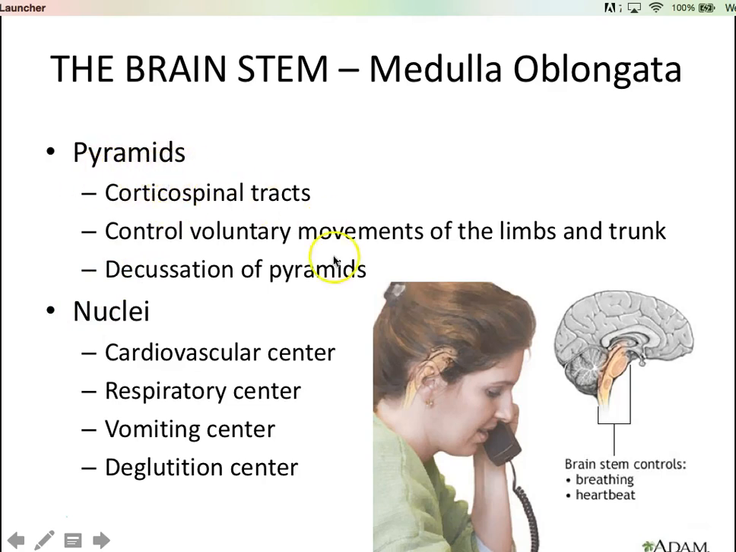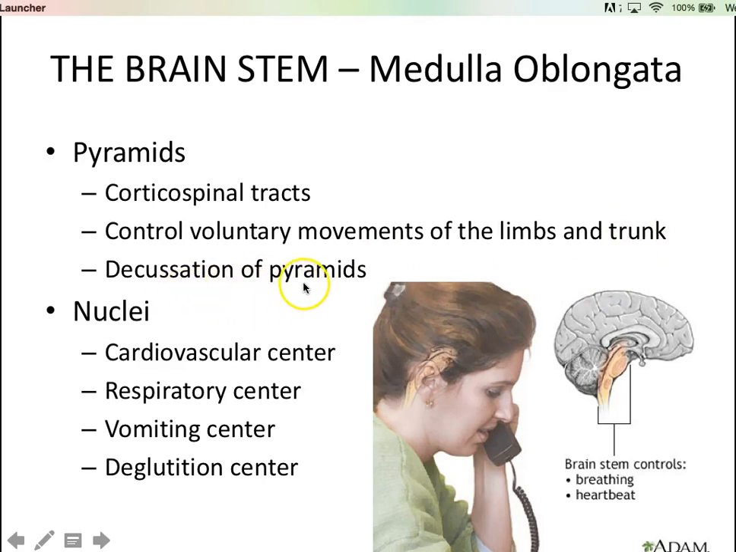So the pyramids are an enlargement on the medulla. These are corticospinal tracts. If you remember back to our definitions, tracts are simply what we would consider nerves, but in our central nervous system. So we don't call them nerves anymore, we call them tracts. These are corticospinal tracts, meaning that they take information from the brain, from the cortex, down to the spine. Whenever you're going from the cortex down to the spine, we're going to have some sort of movement activity. In this case, they're taking information about voluntary movements to the limbs, so your arms, legs, and then your trunk, like your torso.